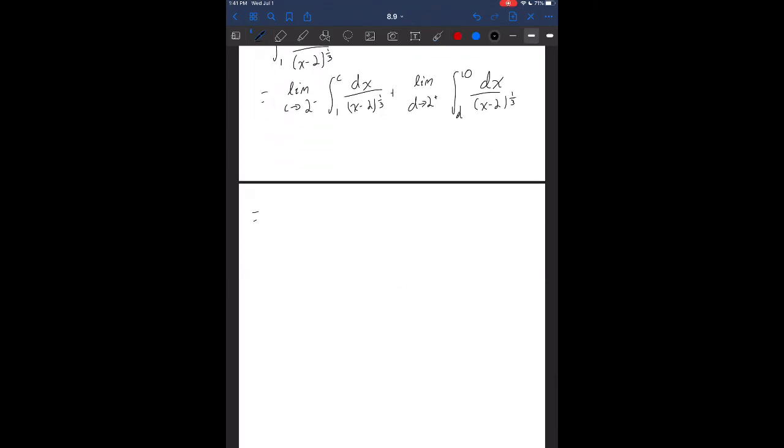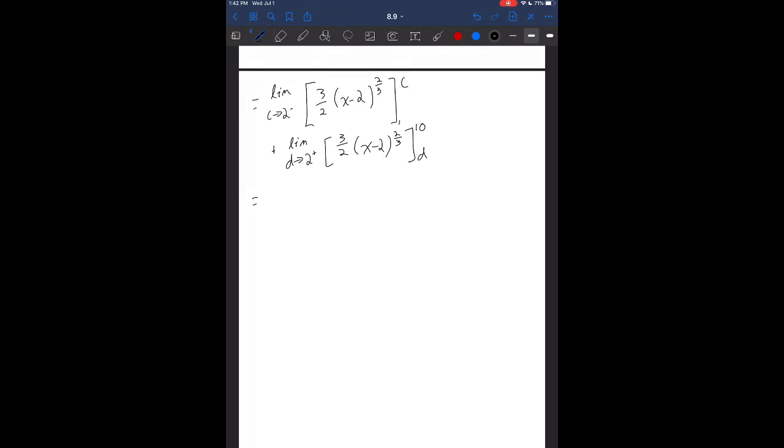So doing the actual integration, we still have this limit, c approaches 2 from the left. Negative 1/3 will leave me with a positive 2/3 when I add 1 to it. I take the reciprocal of 2/3, I get 3/2. So I have 3/2 (x minus 2) to the 2/3 from 1 to c. And the exact same for the other integral, now just with my limits different: 3/2 (x minus 2) to the 2/3, now from d to 10.